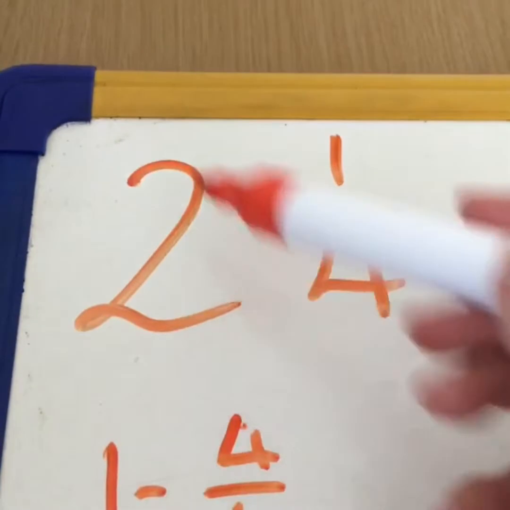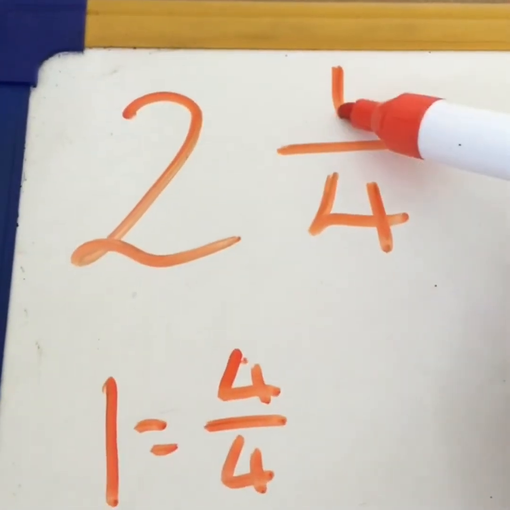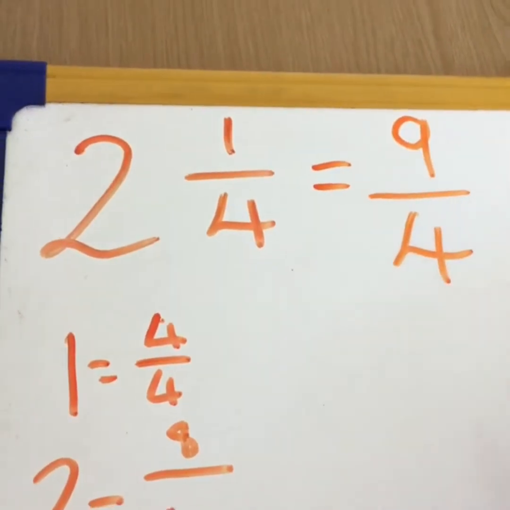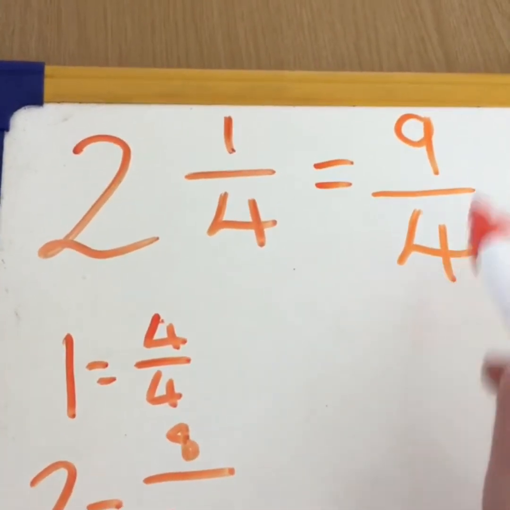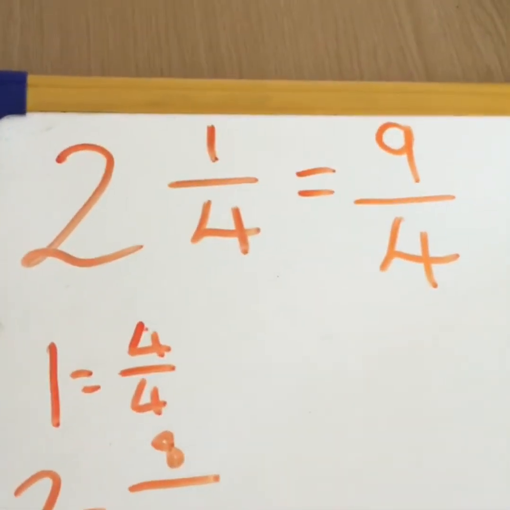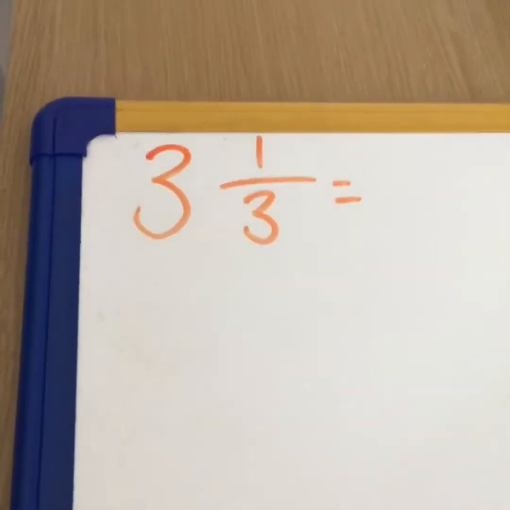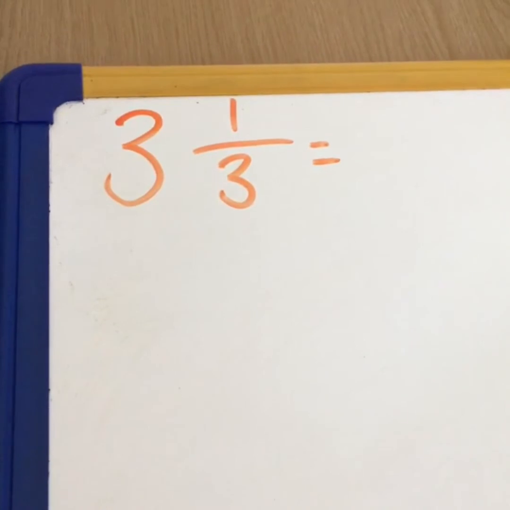So this 2 wholes here is the same as 8 quarters and another quarter. This is equivalent to 9 quarters. This is an improper fraction and this is a mixed number. So we can draw this out, but I want us to try to use our times table knowledge.